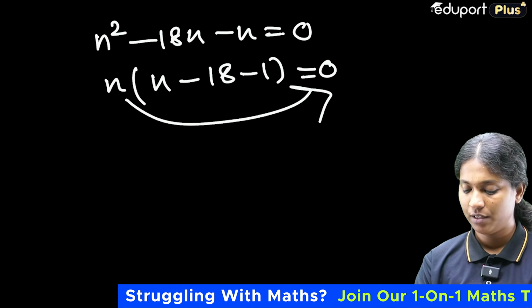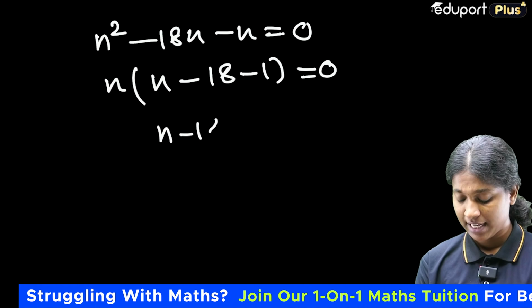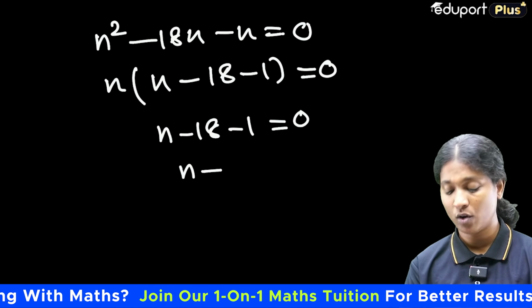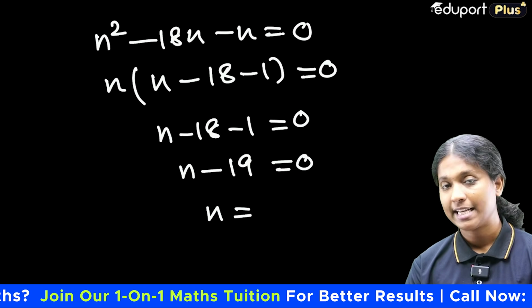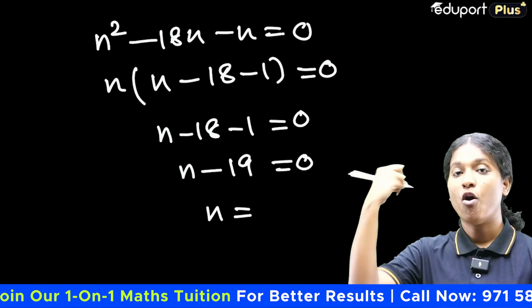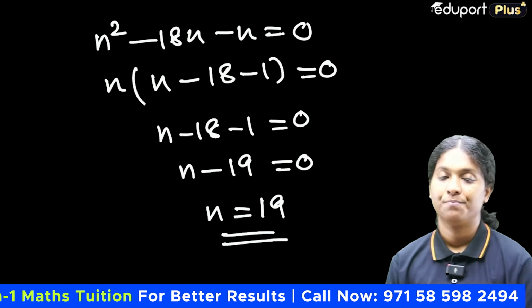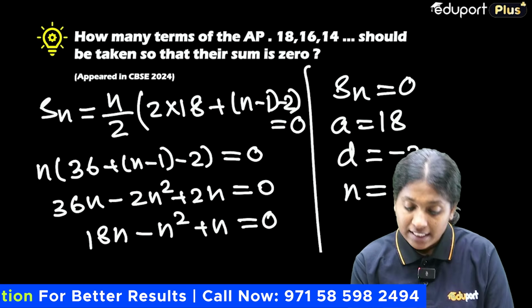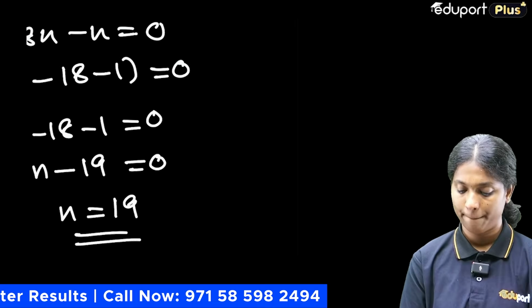Transposing, n into 0 will be 0. So, n minus 18 minus 1, which is n minus 19 equal to 0. So, n is equal to plus 19. So, n is equal to 19. So, 19 terms of the AP should be added to get the sum 0.